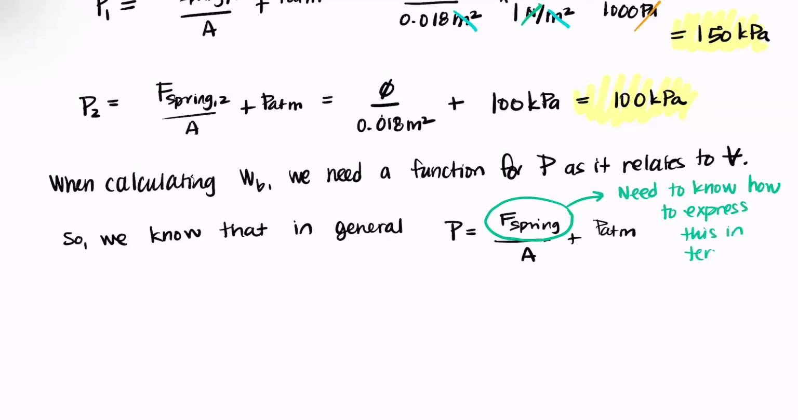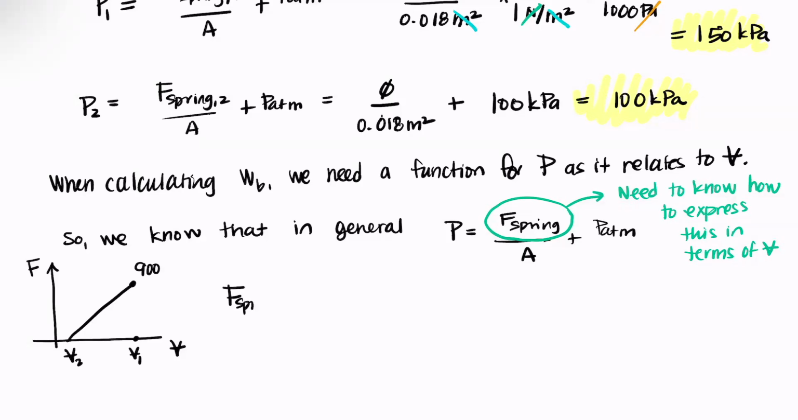All right. We already drew a picture of this. So we had from volume 1 to volume 2 this linear curve. So this is 900 and this is 0. Here's our force. If this is an equation of a line, we know that the force of the spring looks like A times the volume plus B. So this is our slope, and this is our intercept.